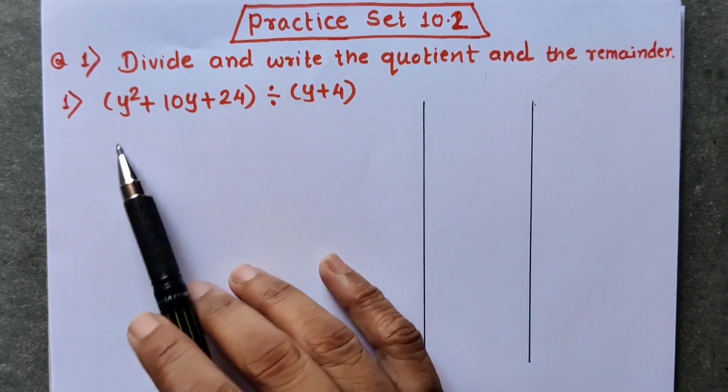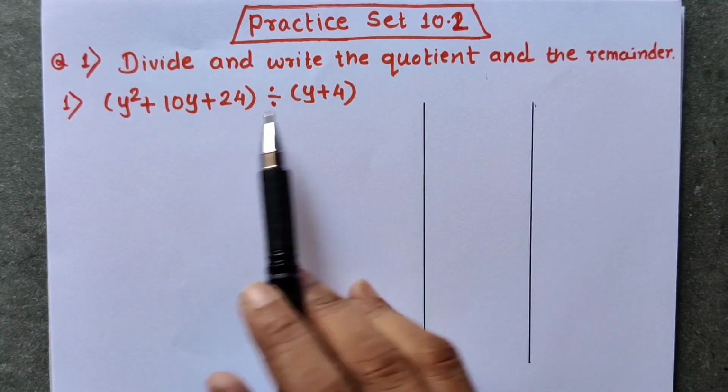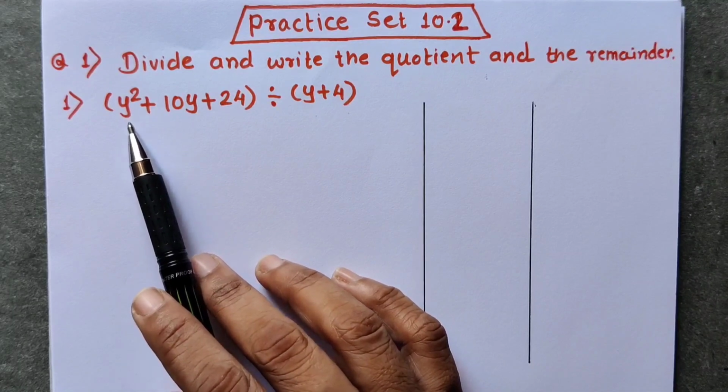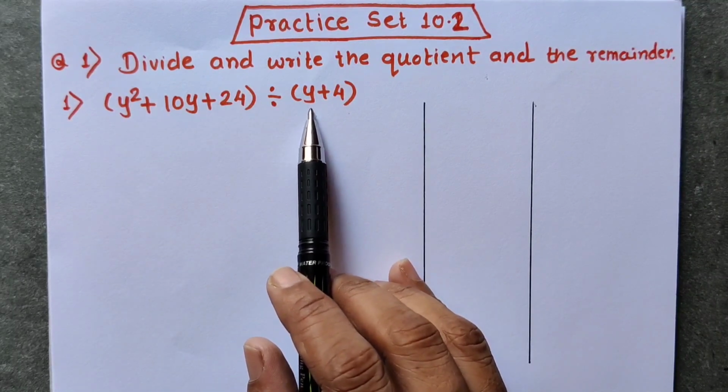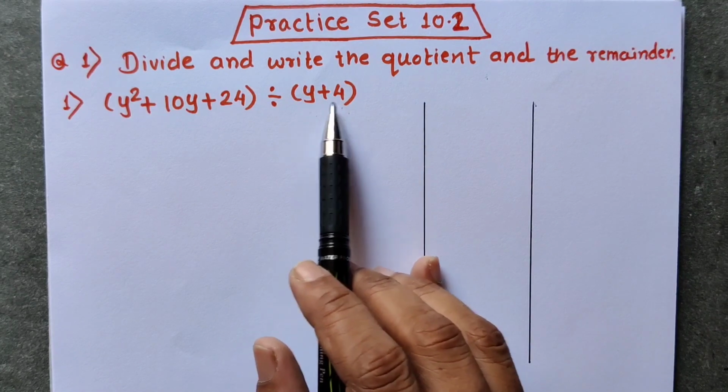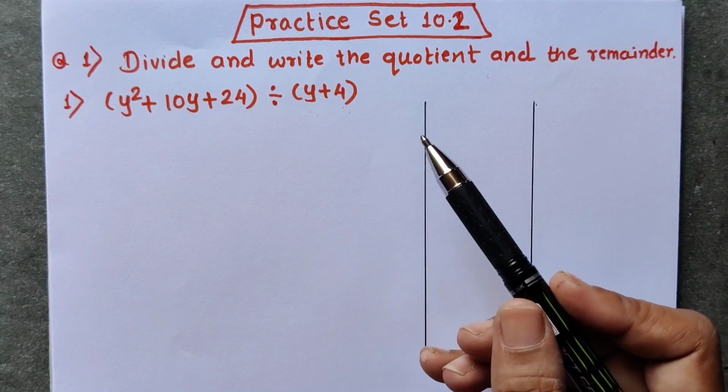Now as you all can see here, we have to divide this polynomial by this binomial. Both are polynomials. Here we can see 3 terms are there, 1, 2, 3, and here we have to divide by the binomial. 2 terms are there. 2 terms are known as binomial.